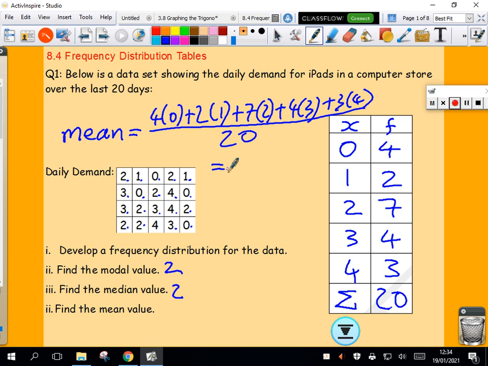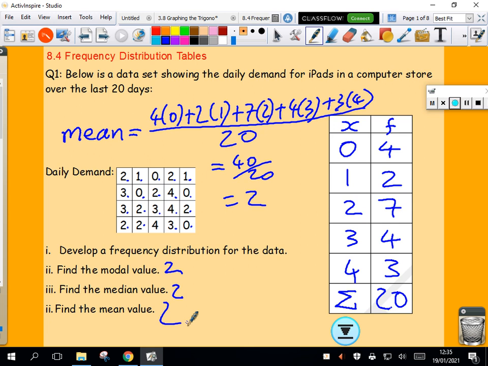So 4 times 0 plus 2 times 1 plus 7 times 2, 4 times 3 plus 3 times 4. So it's 2 and 14, 16. 16 and 12 is 28. 28 and 12 is 40. 40 over 20. Actually, it's also 2. Okay, they don't always have to be the same, but they are in this case.